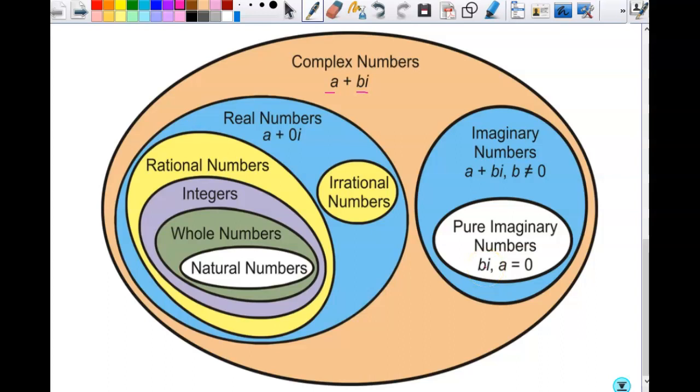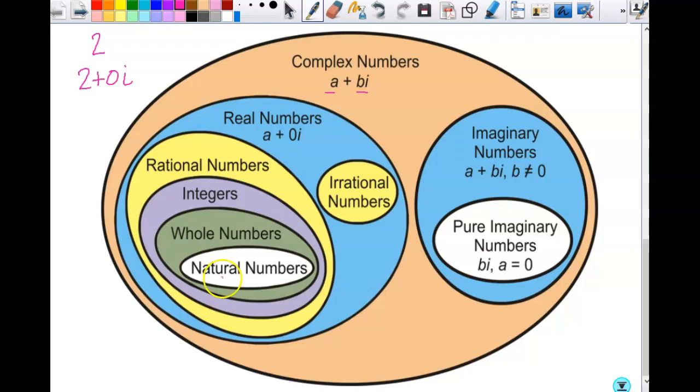But your real numbers, the system which we've been working in mostly so far, are still complex numbers. The difference is b is 0. So the number 2 is a complex number. Written as a complex number, it's 2 plus 0i. We just don't write it that way because it would be ridiculous, okay? So a whole number that you know, all of these numbers right here, they are complex numbers.